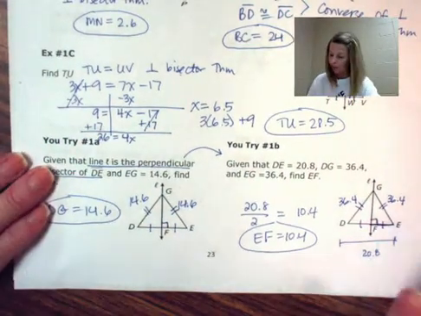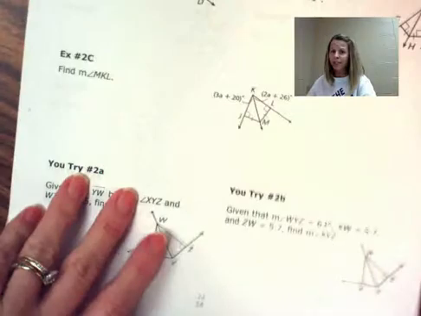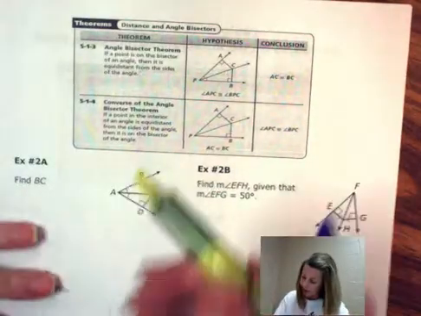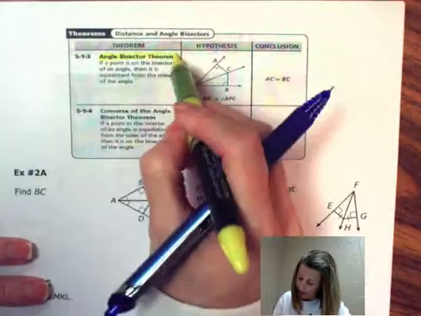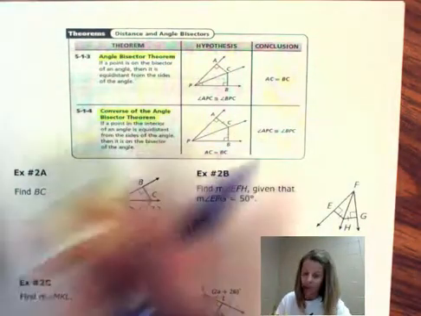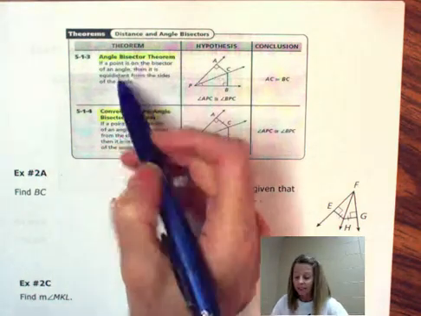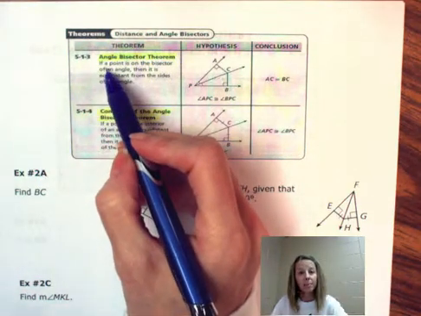Okay, let's move on to angle bisectors. Angle bisectors really have very similar ideas. We've got an angle bisector theorem and then a converse of the angle bisector theorem. So we know what a bisector means. If it's an angle bisector, something got chopped in half.